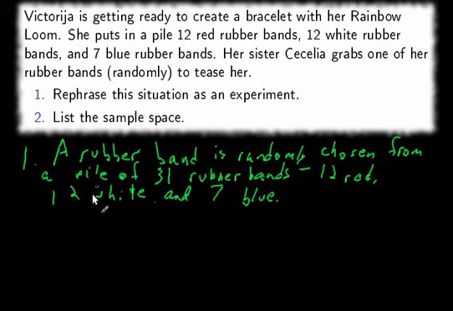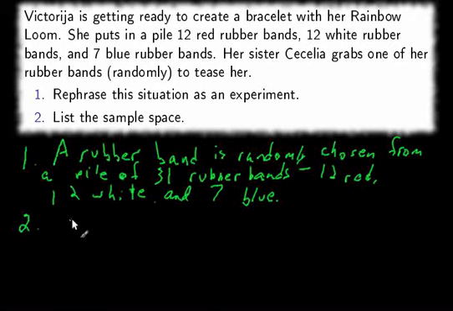List the sample space. Well, now that we've rephrased in terms of an experiment, the sample space is the set of all possible outcomes from the experiment. Now, you may be tempted to say that there are 3 outcomes here. The band is either red, white, or blue. And that's true to some extent.